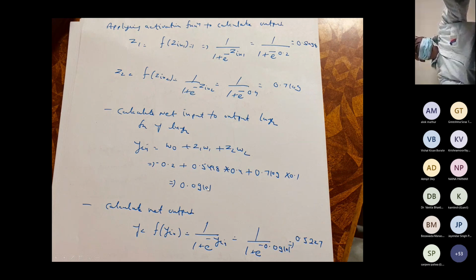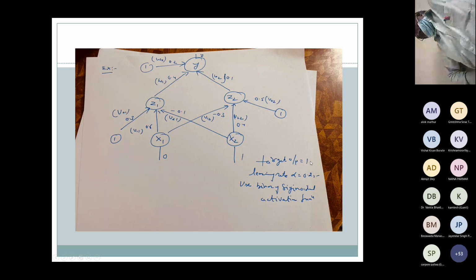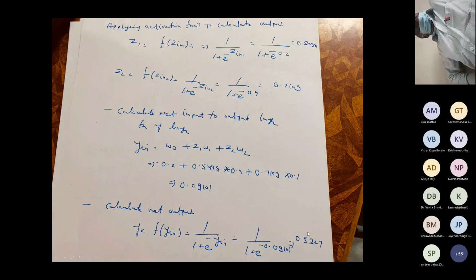This is the input value, not the final outcome. For the final outcome, we apply the activation function, 1 upon 1 plus e to the power minus y in. If you calculate, my outcome is 0.5227. My final required outcome, the target, is y1, and my prediction is 0.5227. Now how much gap is there? 48.488% is the error we get the first time we calculate the formula.